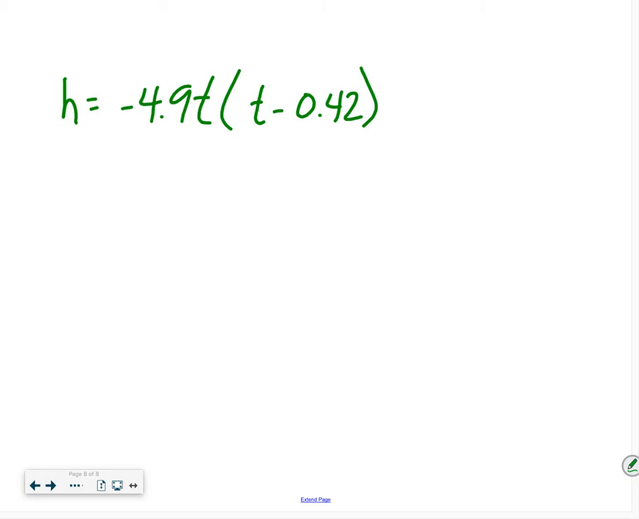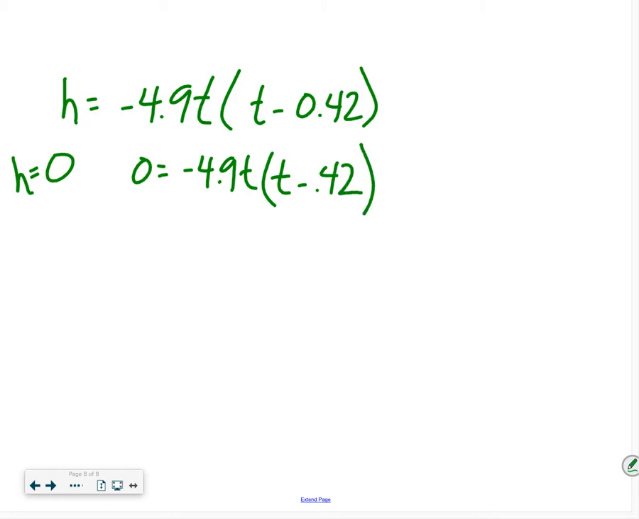If the ball hits the table, what's your height? 0. That's like at the bottom. So at the table, height is 0. So we have to plug in a 0 for h. That should look just like stuff we factored before. It's already factored for us, really. But they're decimals. That's the only thing that's different.